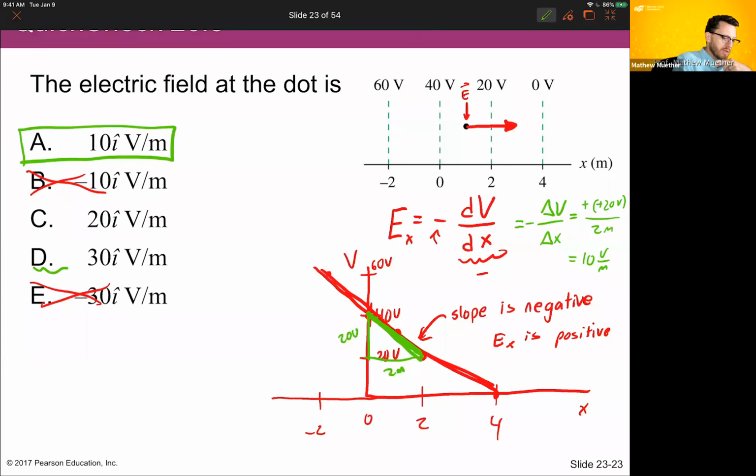What was 30? 30 is probably the value of the potential at this point, right? The V here is probably 30 volts. Okay, that's what's 30 in this problem. I have about 30 volts of potential, but the electric field is related to how the electric potential is varying in space.